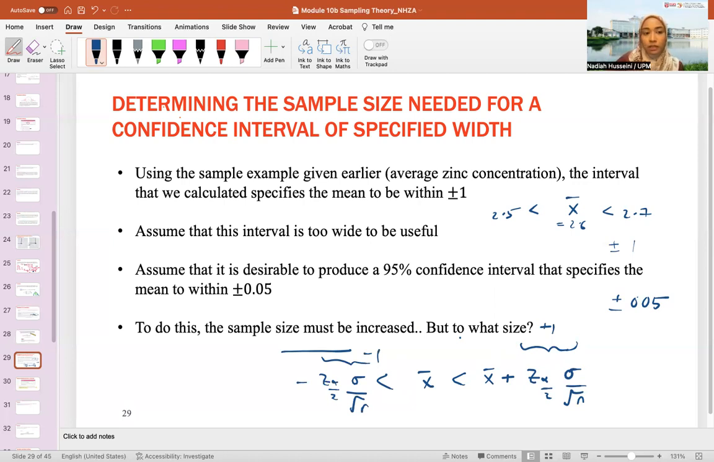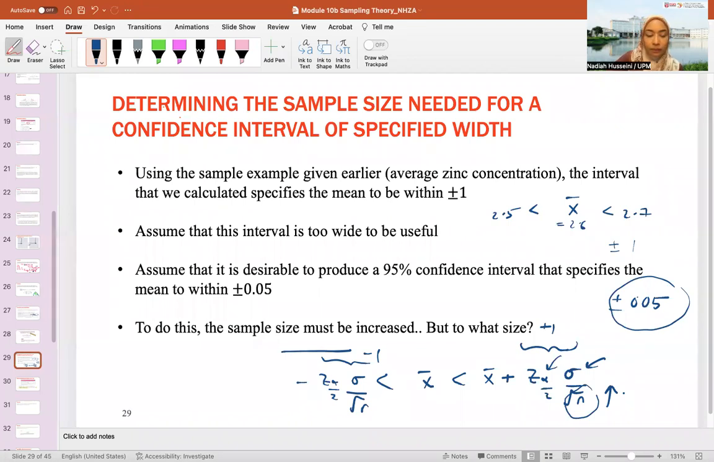Now, I don't want it to be plus minus 1. I want it to be 0.05. So if my population mean, I cannot change population mean, right? For sure, I can't change that. The only thing that I can change is just n. I want the same confidence interval, which means that I also cannot change this guy. Same confidence interval, population standard deviation cannot be changed. Therefore, the only way that I can make this smaller is to increase my n.